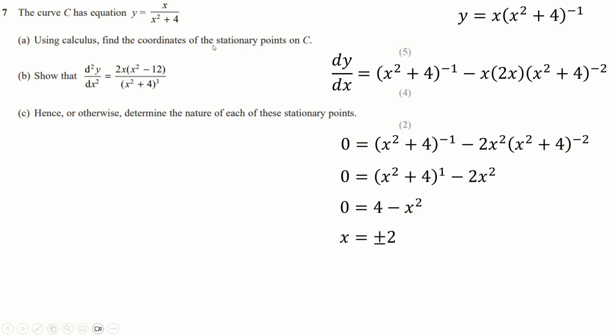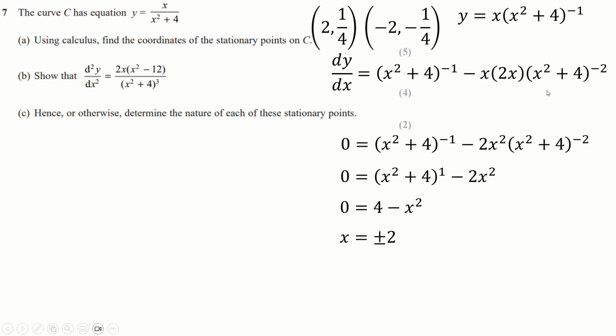So to find the coordinates of the stationary points, we've got a stationary point when x is 2 and a stationary point when x is minus 2. You just put 2 into here to get a quarter. 2 over 2 squared plus 4 is 2 over 8, which is a quarter. And put minus 2 in there, and you'll just notice you get the negative version, which is minus a quarter. Good. Show dy by dx is this.